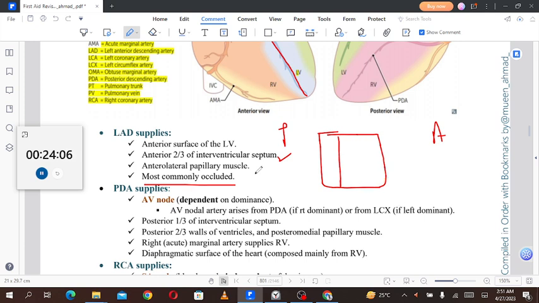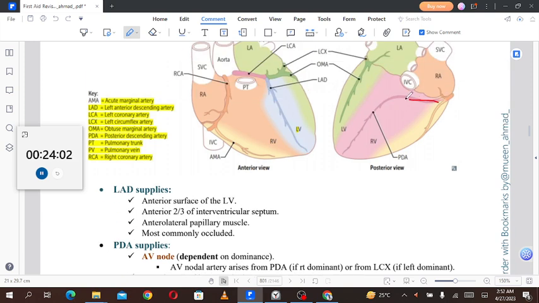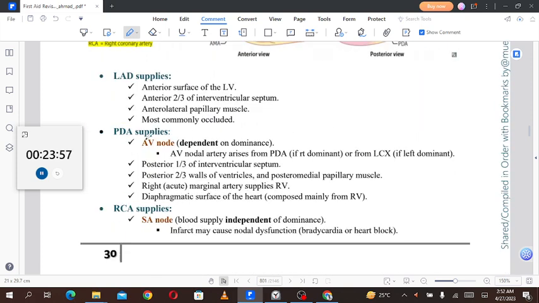Okay, now moving forward to the posterior descending artery. The posterior descending artery is on the posterior surface and comes from the right coronary artery in most people. So we are going to talk about this artery now. The posterior descending artery, AV node, dependent on dominance. The AV nodal artery arises from the posterior descending artery if right dominant, or the left circumflex artery if left dominant.